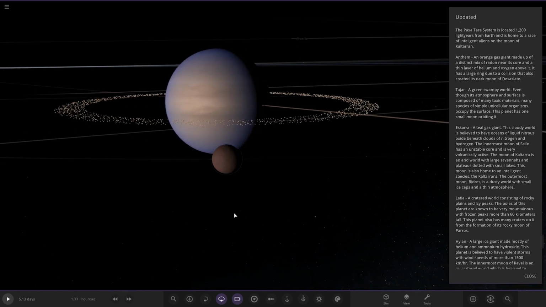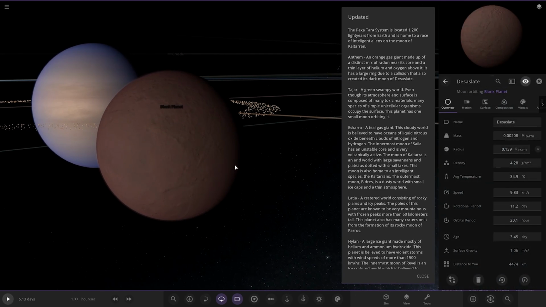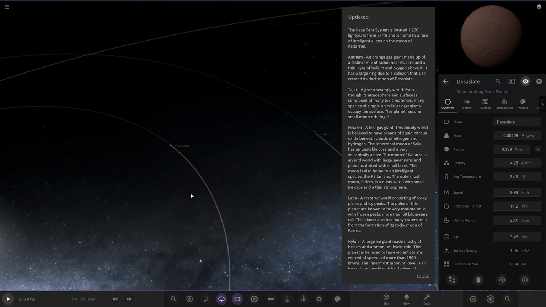because it looks so good. So, an orange gas giant that is made up of a distinct mix of radon near its core and a thin layer of helium and oxygen above it. It also has a large ring due to the collision that also created its dark moon, this one here, Desolate. Cool. There you go. So, first of the planets.